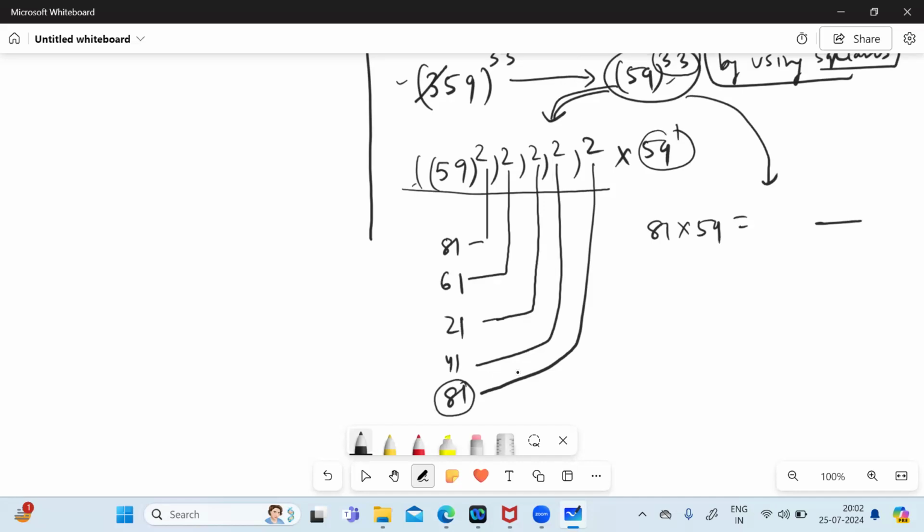Did everyone get that? How did this 81 come first? Look, 59 is what? 50 plus 9. So 9 9 is 81. So this is how we can get it.